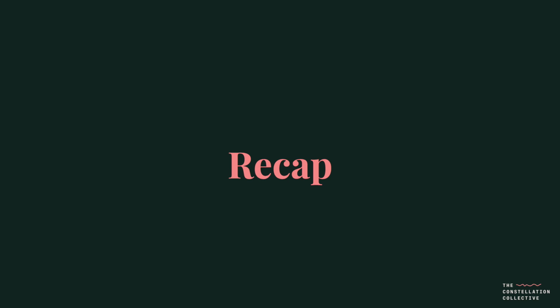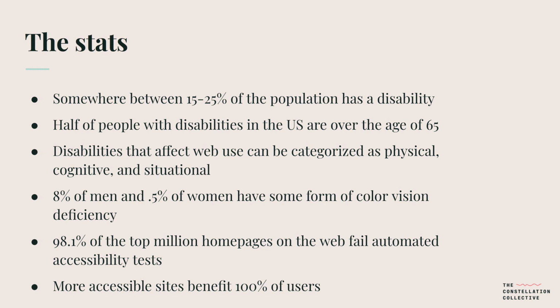We've covered a lot of ground in this session, so here's a quick recap of what we've learned. First, the stats. Luckily, if anyone questions why accessibility is important, the numbers speak for themselves. Somewhere between 15 and 25% of the population has a disability. Half of people with disabilities in the US are over the age of 65. Disabilities that affect web use can be categorized as physical, cognitive, and situational. 8% of men and 0.5% of women have some form of color vision deficiency. 98.1% of the top million homepages on the web fail automated accessibility tests. And more accessible sites benefit 100% of users.